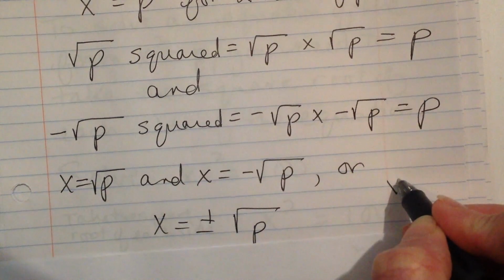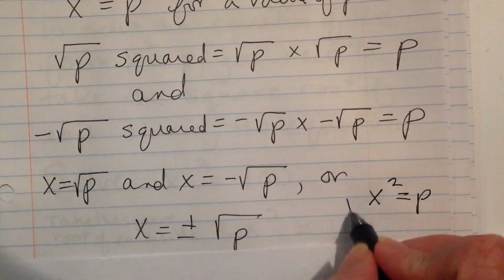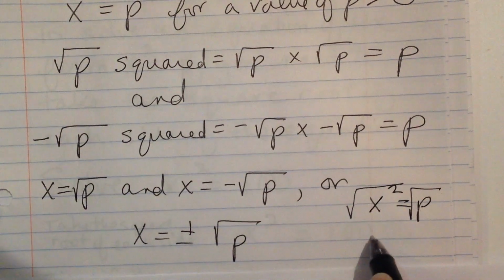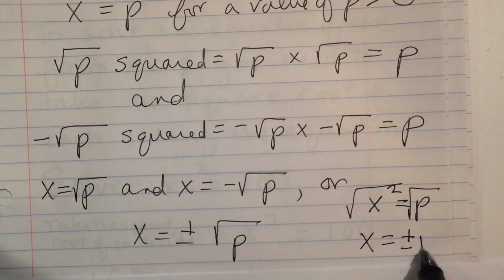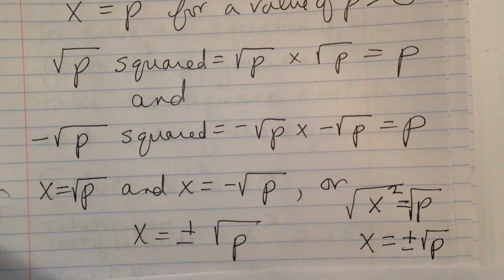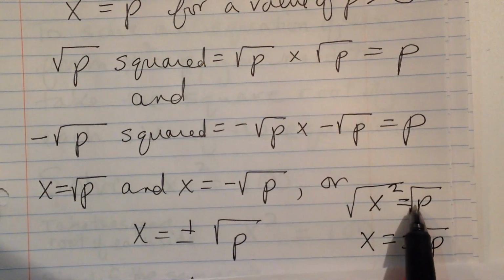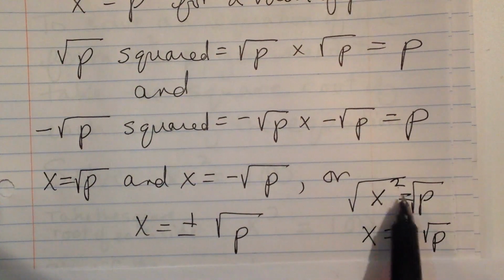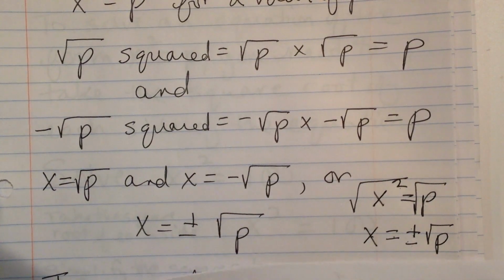So, when you have x squared equals p, to solve for x, you will take the square root of both sides. The square root of x squared gives you x is equal to plus or minus the square root of p. So to solve an equation in the form of x squared equals p, you take the square root of both sides. The square root of x squared gives me x is equal to plus or minus the square root of p.